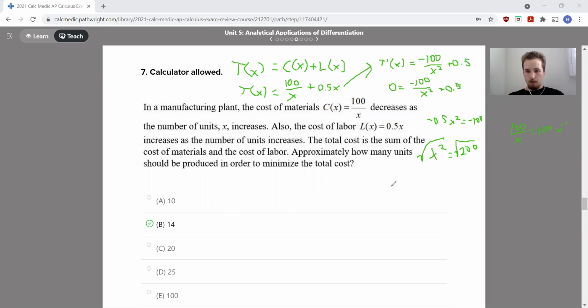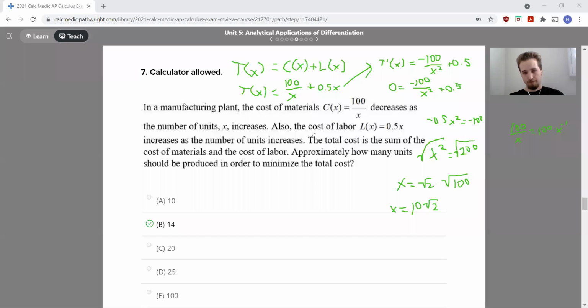And when you do the square root, well, this just becomes x. This becomes square root of 2 times square root of 100. And the square root of 100 is just 10. So we get x equals 10 square root of 2. Well, you might think, wait, we don't have anything like that. First, it says approximately right here.